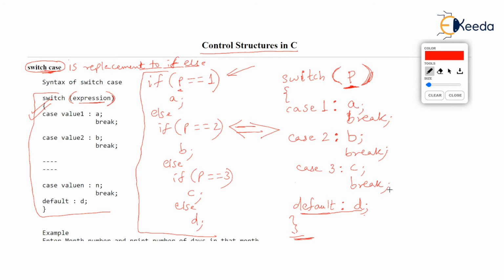And then there is always an open brace for switch. There is case and some value like 1, 2, and then the colon character. After the colon character, you write statements and then break. You can write any number of such cases, value 2, value 3, value n, and typically the last case is the default case, isn't it? And that ends the switch.